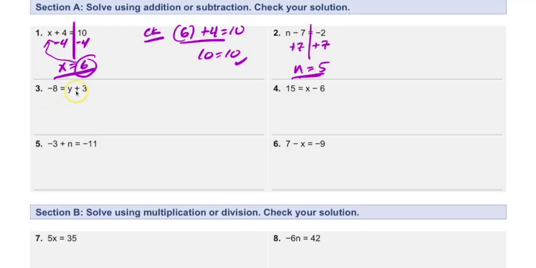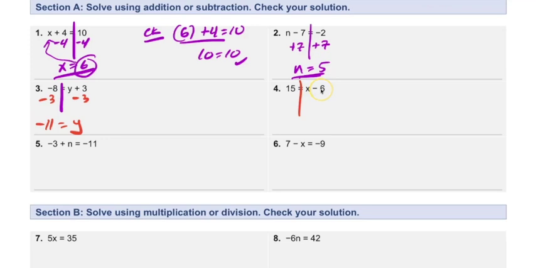Down here, negative 8 equals y plus 3. Here's my equal sign. I want to get rid of the positive 3, so we're going to do the opposite. We're going to subtract 3 from both sides. Right here, they're both negative. Anytime you have the same sign, you just add them. So negative 8 and negative 3, add them up. 8 plus 3 is 11. Negative 11.